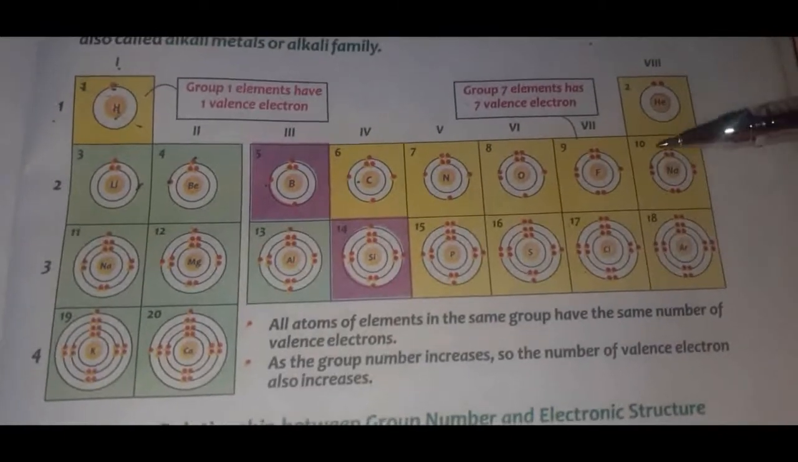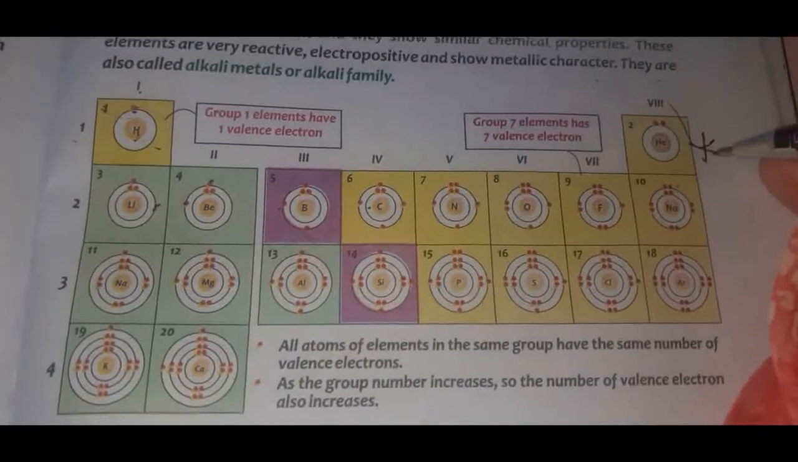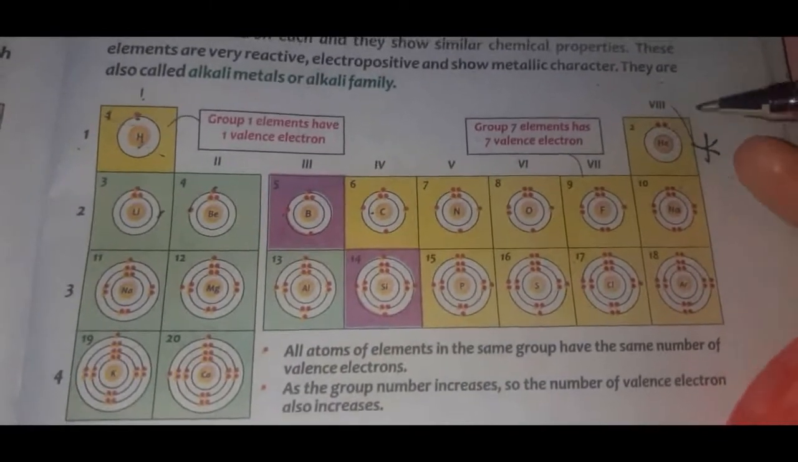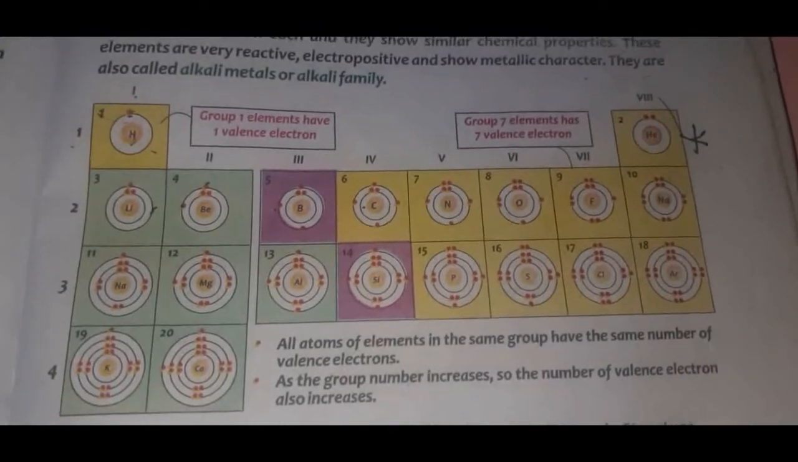8 electrons in the outermost shell, except in the case of helium, because helium has 2 electrons. Except helium, all of them will have 8 electrons in their outermost shell. Okay?